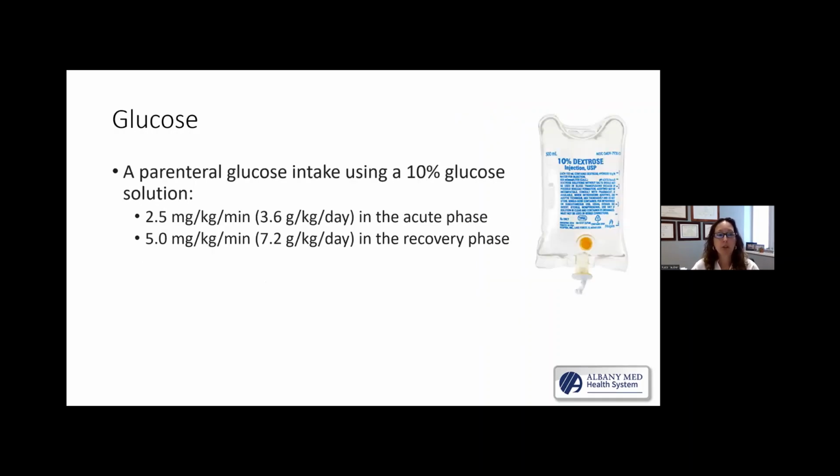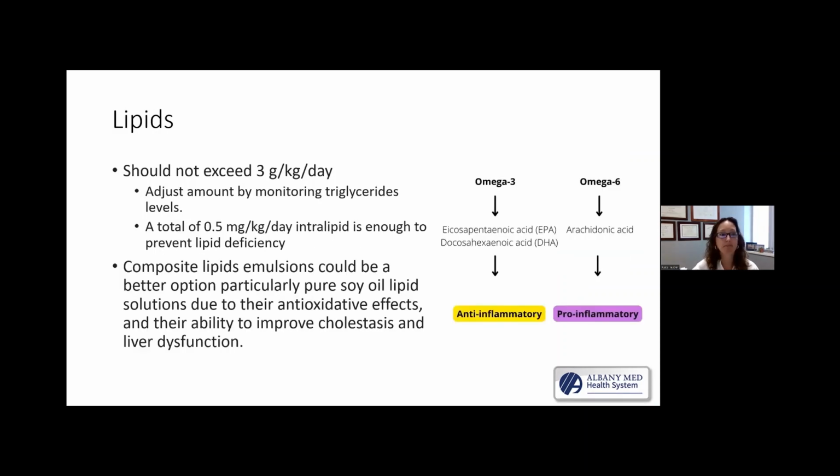In terms of glucose intake, parenteral glucose intake using a 10% glucose solution is preferred. A minimum of 2.5 mg per kilo per minute in the acute phase and up to 5 mg per kilo per minute in the recovery phase. But again, this is all dependent and individualized on each infant. By monitoring the glucose levels in the blood, you can adjust your glucose infusion rate to meet optimal requirements.